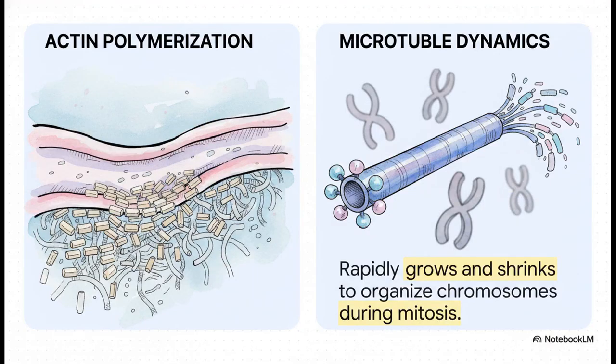So how does the skeleton let a cell move and change its shape? Well, it uses two really clever strategies. On one side, you have actin polymerization. Just picture the cell laying down new bricks right at its leading edge, literally pushing the membrane forward. That's how a cell crawls. On the other side, you've got microtubule dynamics. These things are constantly growing and then shrinking back down. It's a process called dynamic instability. This lets them basically explore the inside of the cell, grab onto chromosomes during cell division, and pull them apart. It's this brilliant system of pushing versus organizing and pulling.